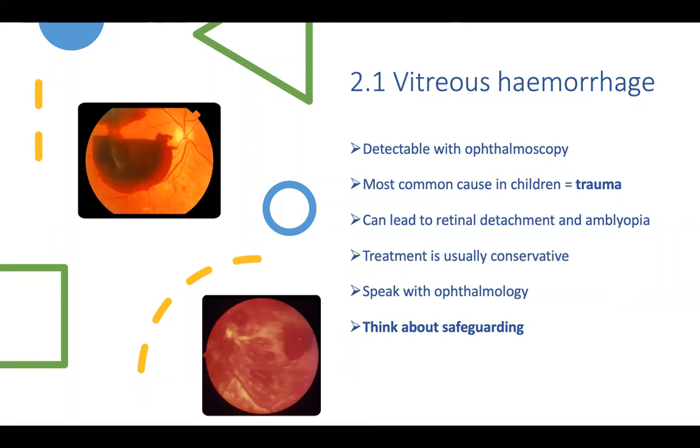If you suspect vitreous hemorrhage, you should speak with ophthalmology, who may want to perform a B scan, which is a type of ultrasound to check if the underlying retina is flat. You should also definitely think about safeguarding.